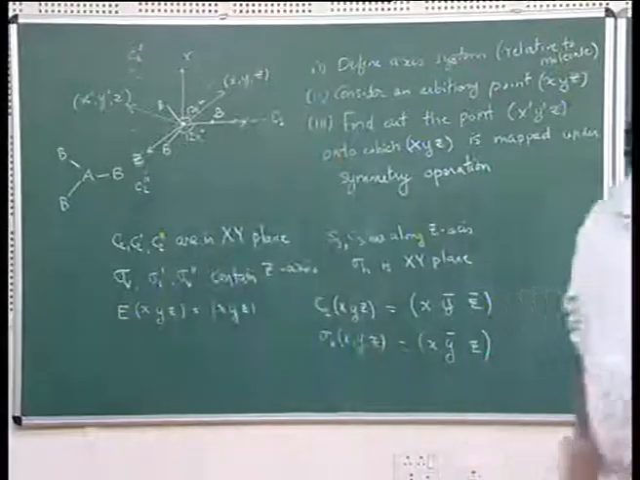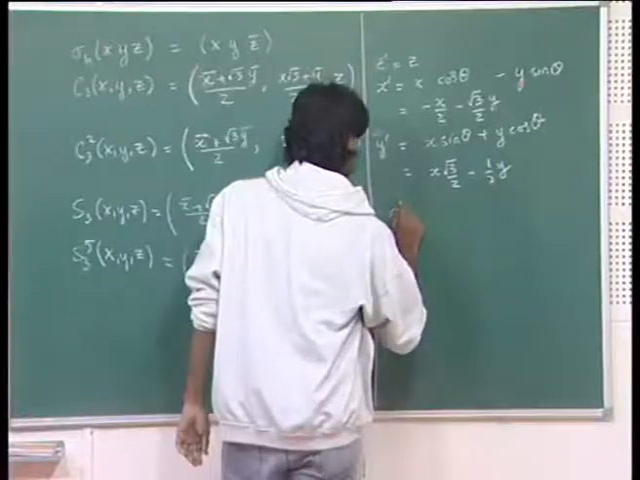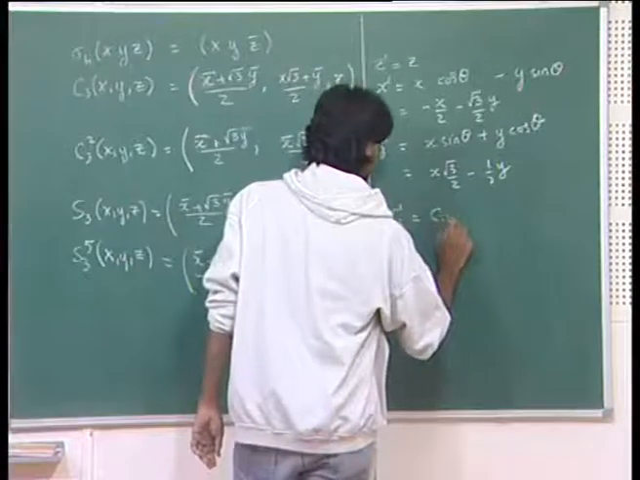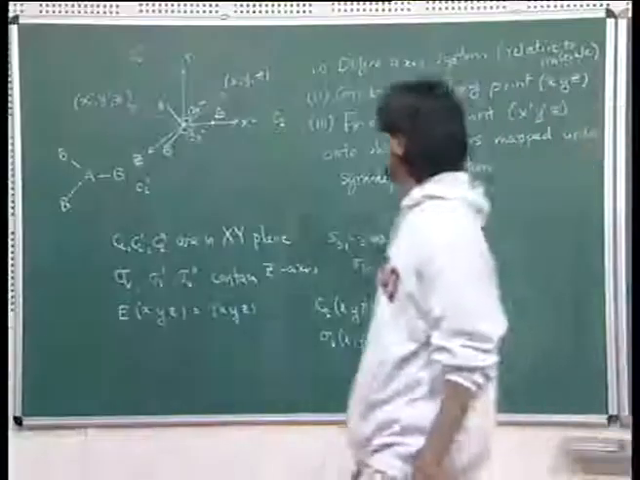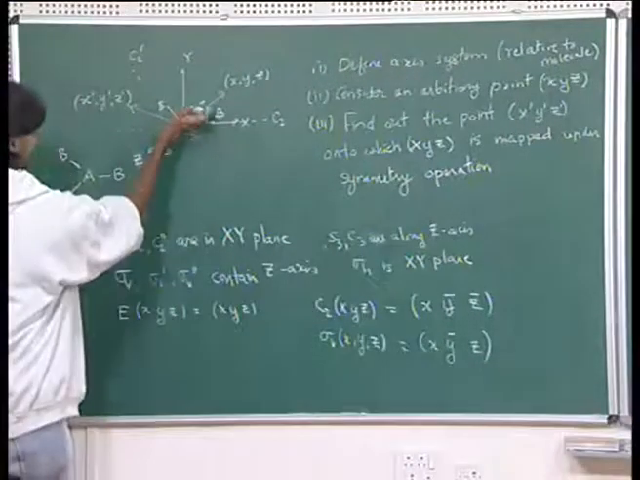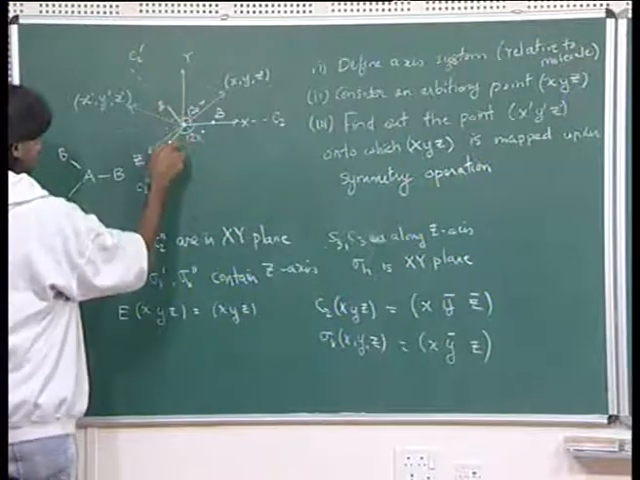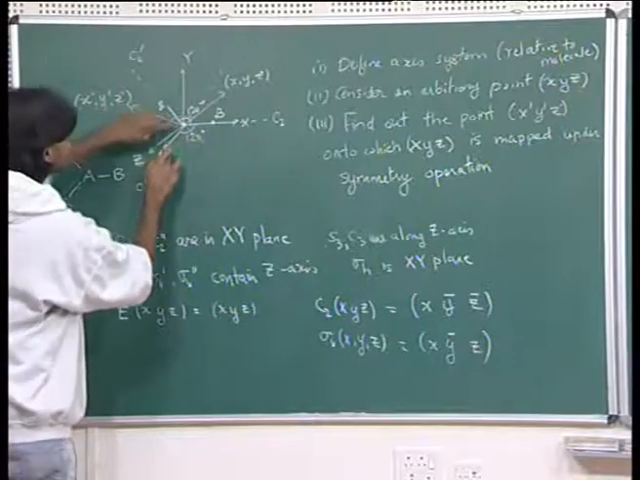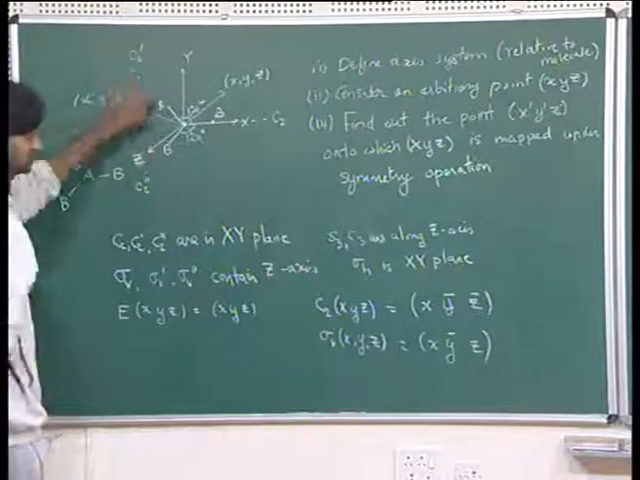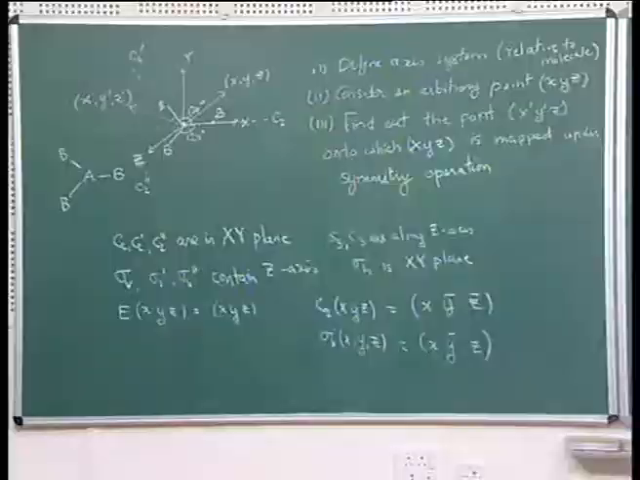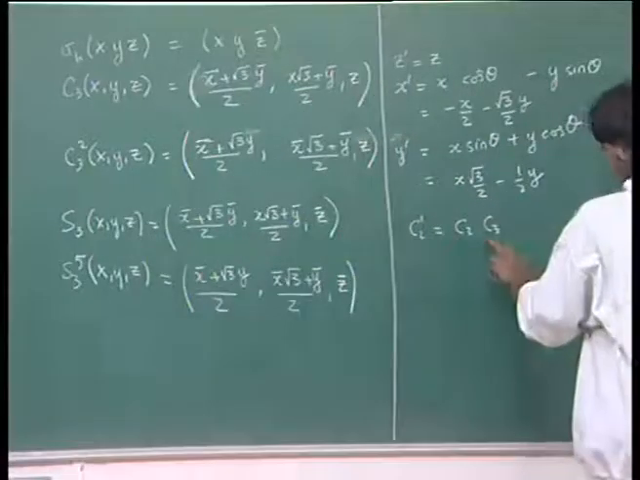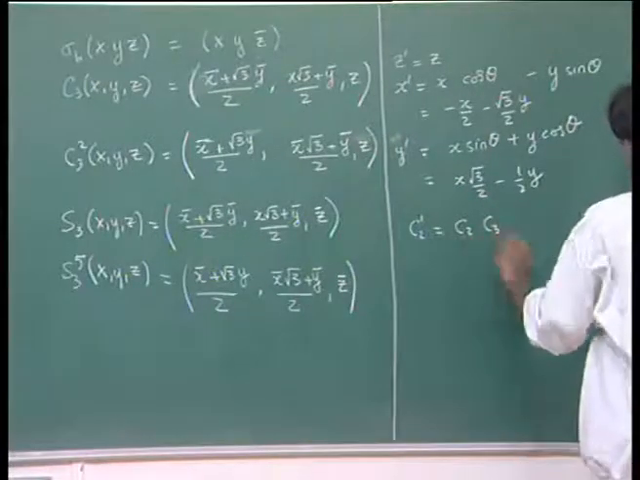So you use equal to C2 C3. Okay, so you do C3 first, then this B will come here. Then you do C2, then this B will come back here. So that will correspond to a C2 prime. So C2 prime is C2 times C3, or in other words, C3 operated first followed by C2.